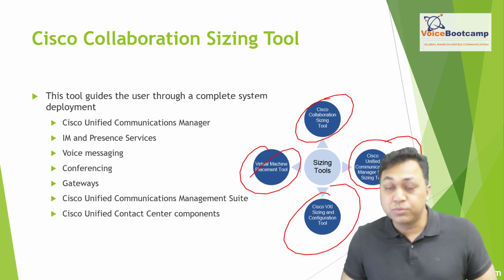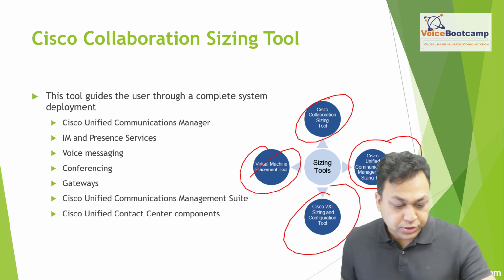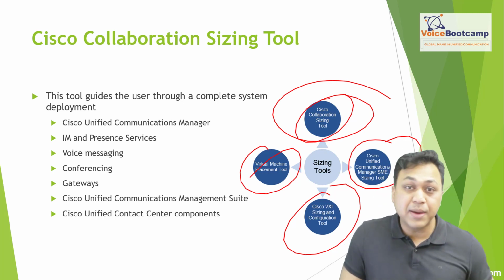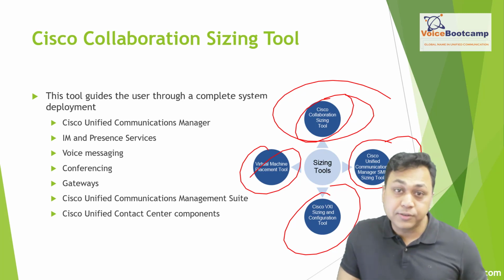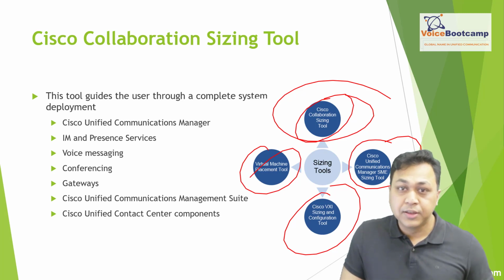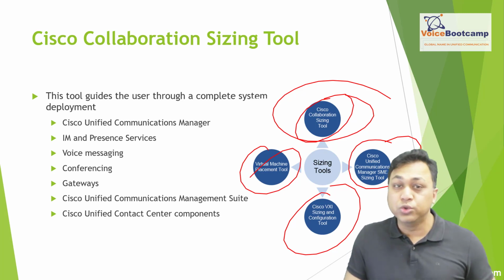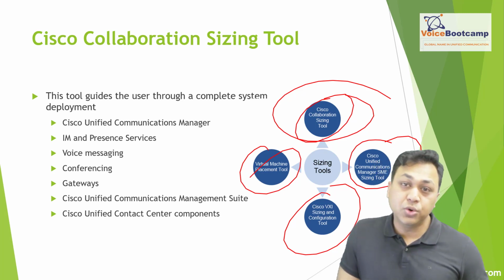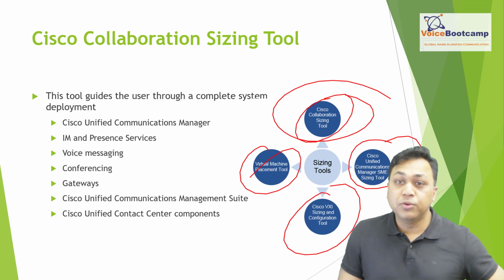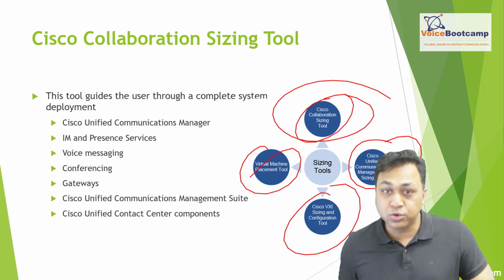Among the collaboration sizing tools, you have the Cisco Collaboration Sizing Tool, which allows you to provision or plan for Unified Communications Manager, IM and Presence, voice messaging, conferencing, management suite, contact center, and so on. Then you can also use the Session Management Edition sizing tool, which is a specialized tool focused on the specific function of a Cisco Unified CM Session Management Edition deployment. If you are deploying Cisco Virtual Experience Infrastructure, VXI, then they have a dedicated tool for that purpose.